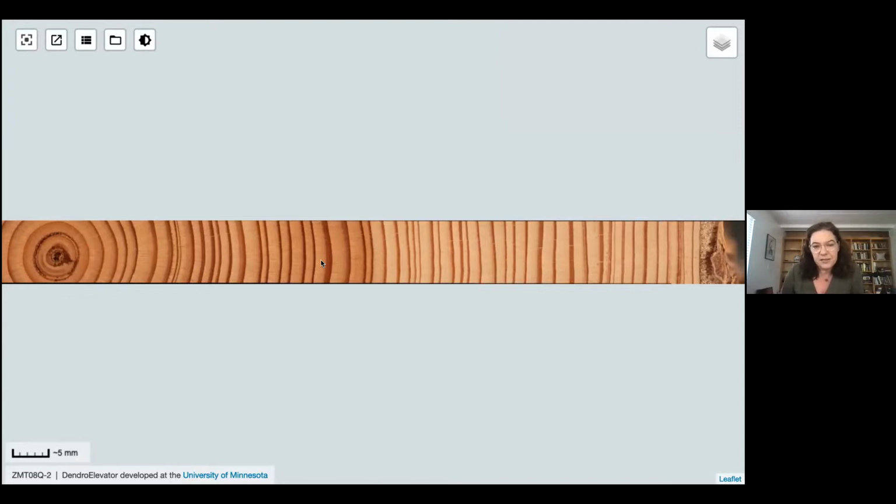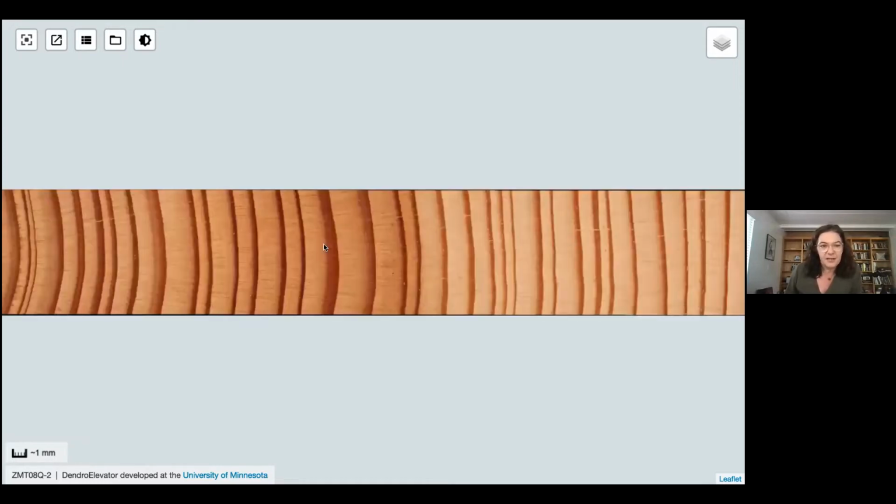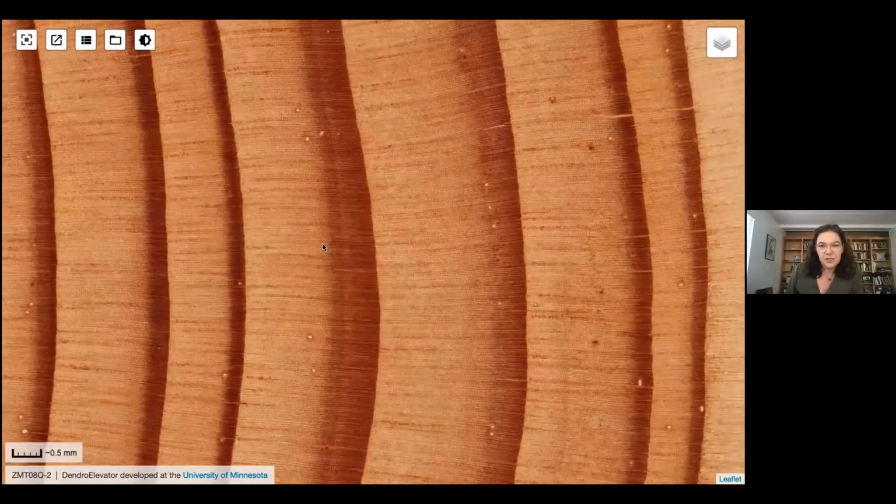So with wide rings, the tree grows a lot and is happy in wet years, and it grows narrow rings, or doesn't grow a lot, when it doesn't have a lot of water in dry years. The reason I'm showing this website is that these are really high resolution images of these tree ring cores, and it allows you to zoom in. When you zoom in, you start seeing what these tree rings actually consist of.